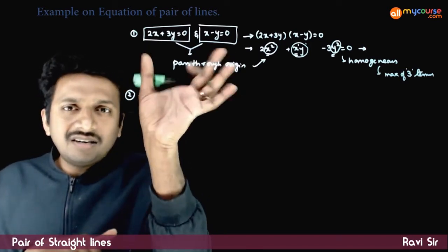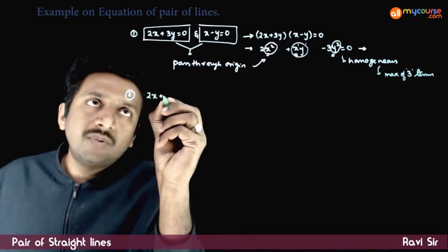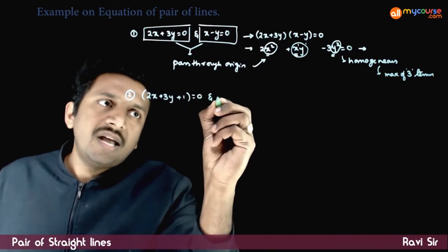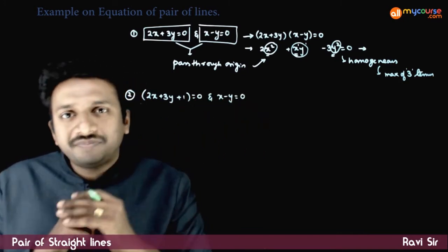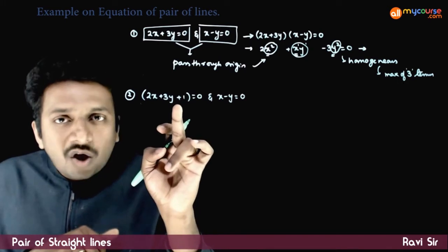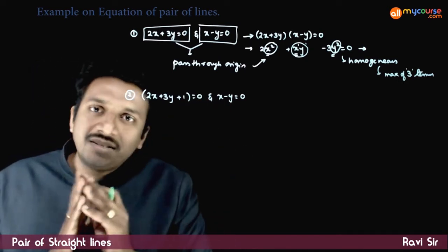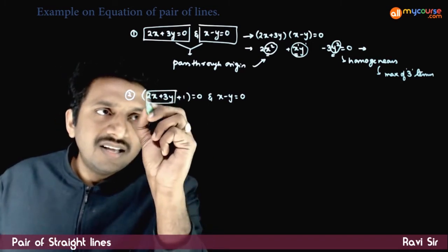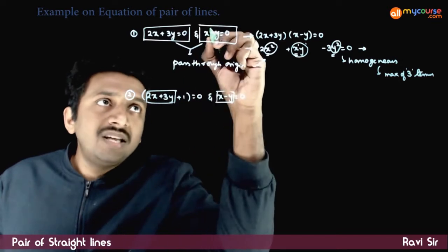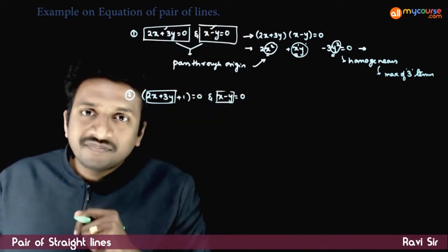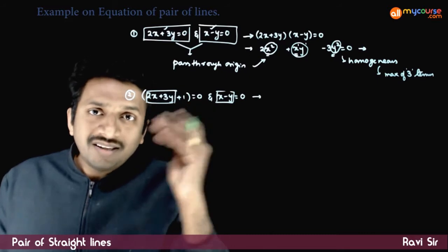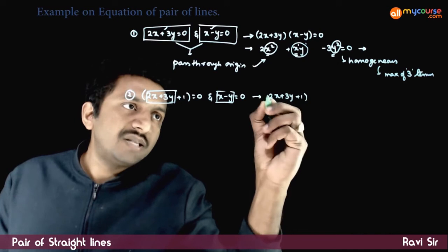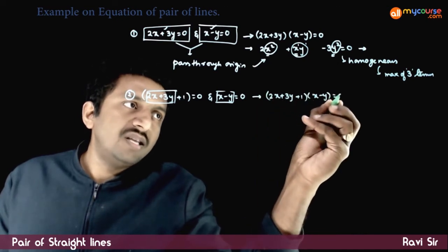Let us deal with slightly changed equations. We have 2x plus 3y plus 1 is equal to 0 and x minus y is equal to 0. One line is not passing through origin, the other line is passing through origin. And observe that the linear part of both these equations is the same. Now if you want the combined equation of this, you get 2x plus 3y plus 1 times x minus y is equal to 0.